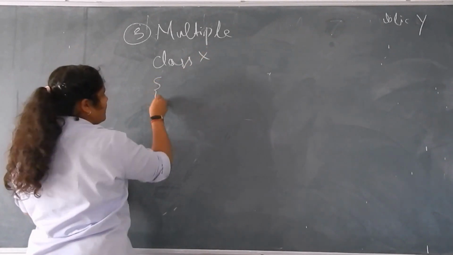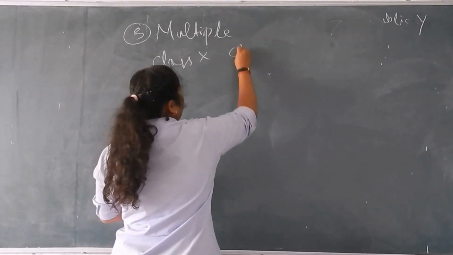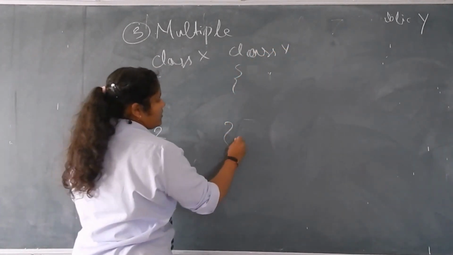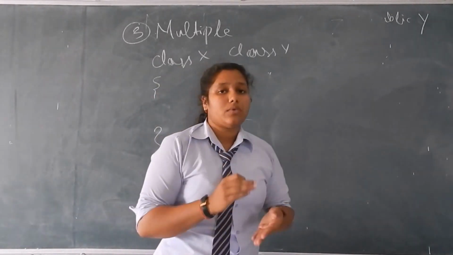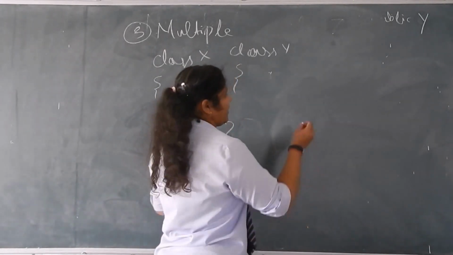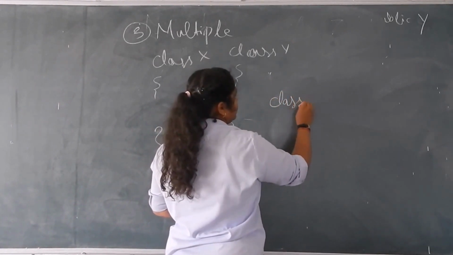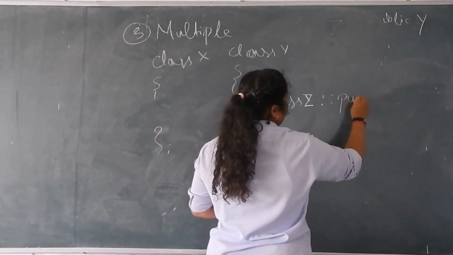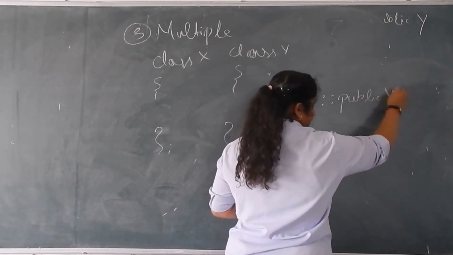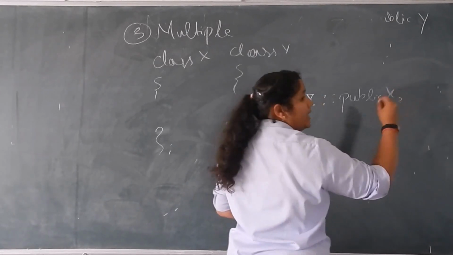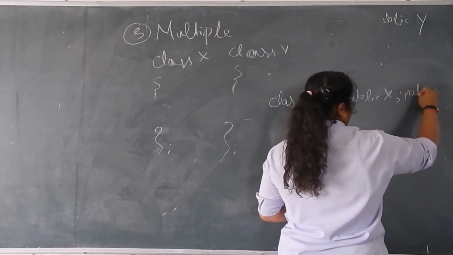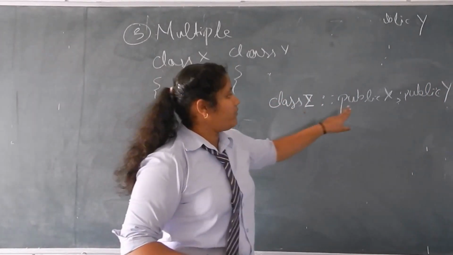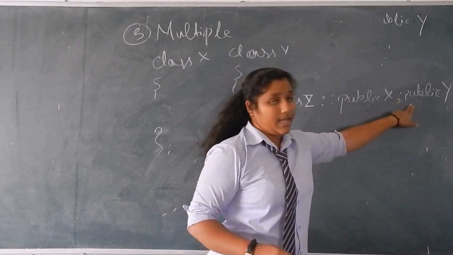Class X, class Y. Now, while deriving for multiple inheritance, we have to write like this. Class Z colon public X comma public Y. Now this class will have both the properties of X and Y classes.